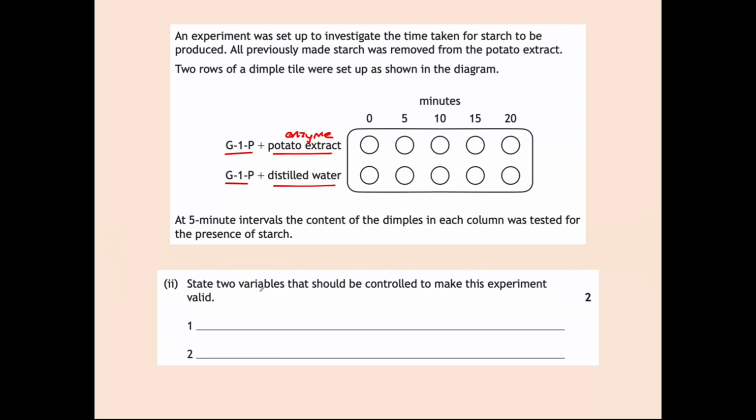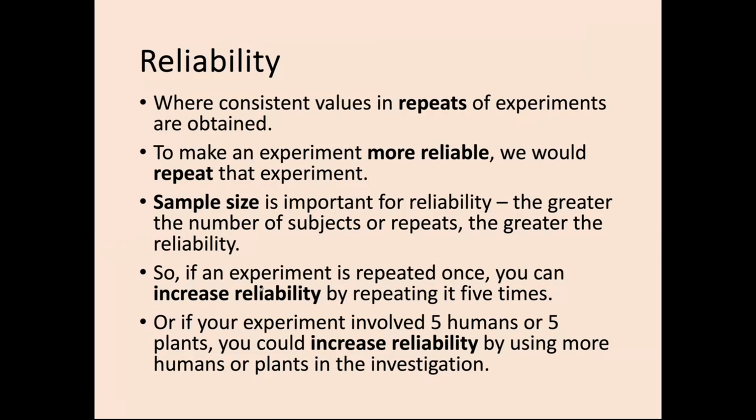The concentration as well, it doesn't mention any concentrations. So the concentration of the enzyme, for example, is a factor. The concentration of the substrate, that's the G1P, would also have an impact on it. And we could also talk about the pH as well, because we're talking about solutions there. So the pH within the potato extract solution as well. So a few different possibilities for us there.